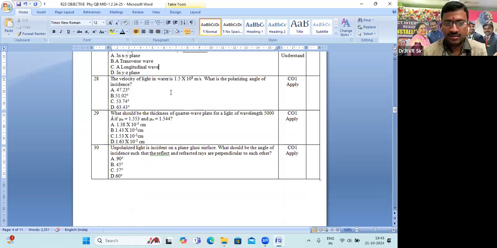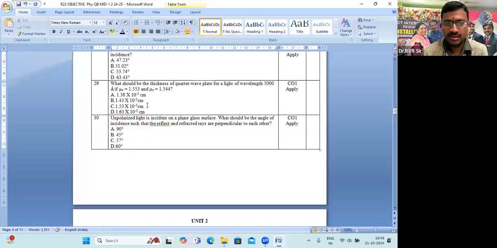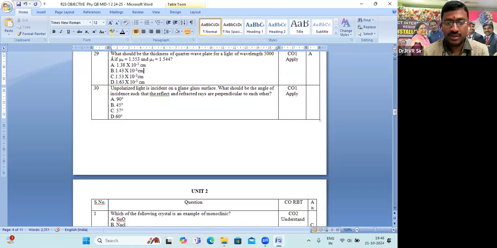The velocity, it is also a numerical problem. This model problem already we practiced in our classroom. Option D is the right answer. And the next one is also the numerical problem. Already we practiced it. Option A is the right answer. Unpolarized light. This is also numerical problem. And we solved this model problems. Option C is the right answer.